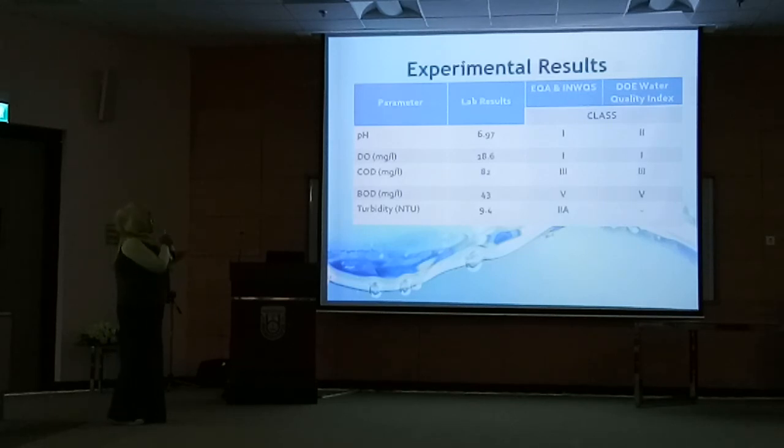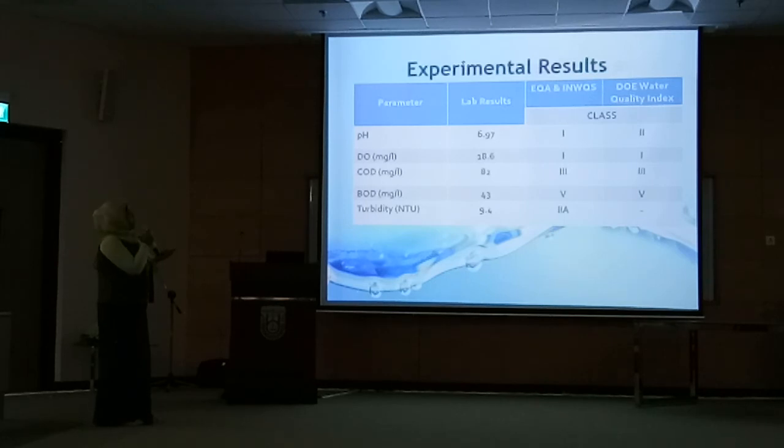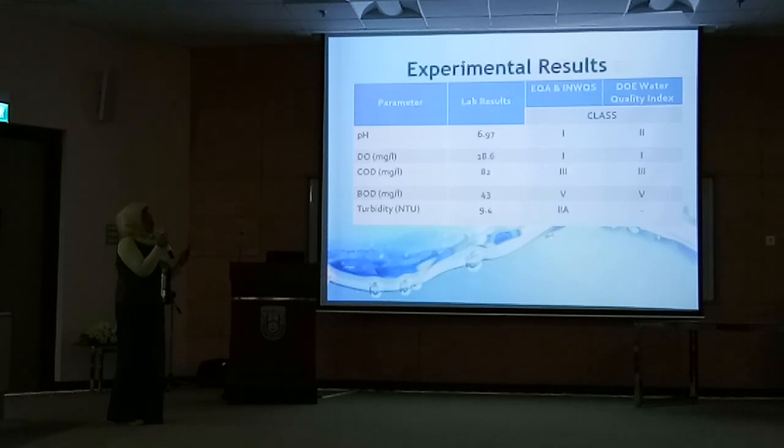That's our experimental result. pH 6.79. The neutral pH of water is 7. Actually, purified water carries around 7. Dissolved oxygen 18.6. COD 82 mg per liter, BOD 43 mg per liter, and turbidity 9.4 NTU.